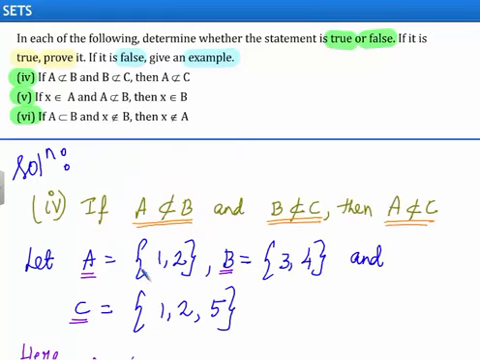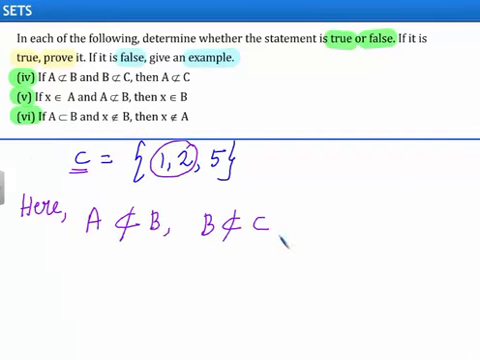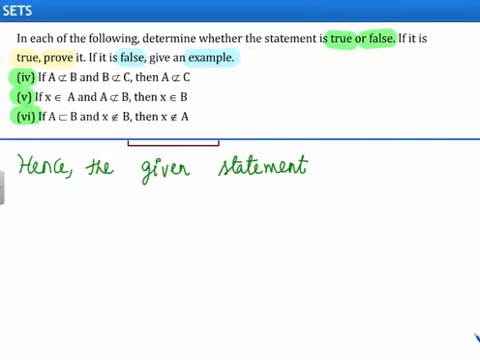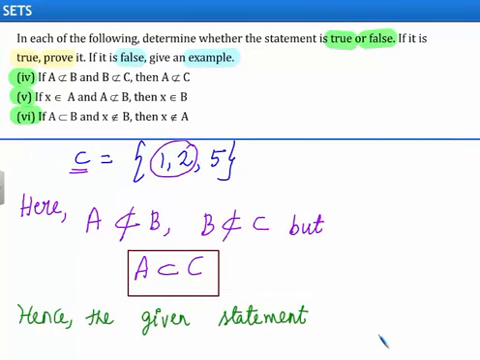But we can say that A is a subset of C, because all the elements in set A are in the set C. So we can write A is a subset of C. Hence, we can say that the given statement, if A is not a subset of B and B is not a subset of C, then A is not a subset of C, is false.